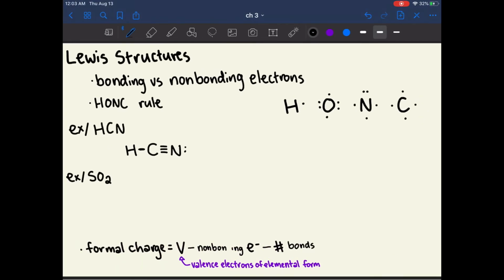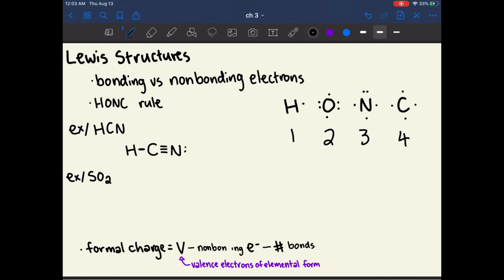The next example is sulfur dioxide, and it can be kind of hard to decide which atom is the central atom in sulfur dioxide, because the HONC rule can also be known as the 1, 2, 3, 4 rule, which means that hydrogen forms 1 bond, oxygen forms 2, and so on. And sulfur is in the same group as oxygen, which means it also likes to form 2 bonds. And therefore, sulfur might be given the same priority as oxygen.